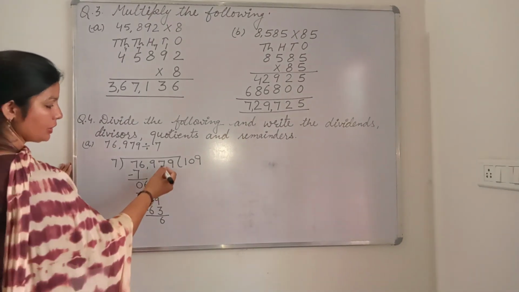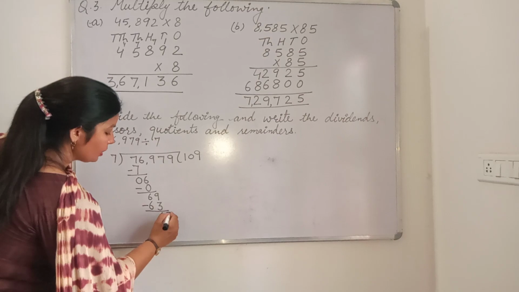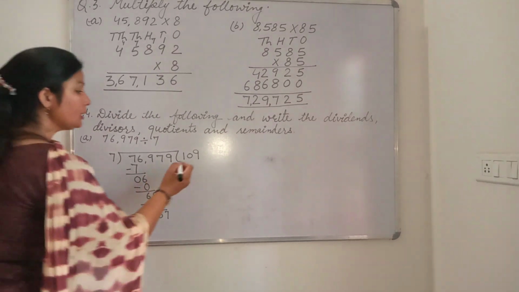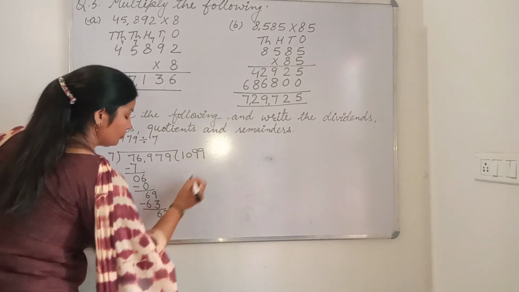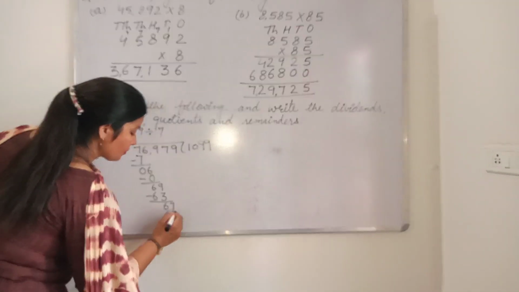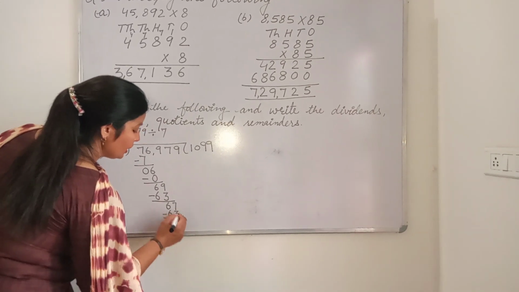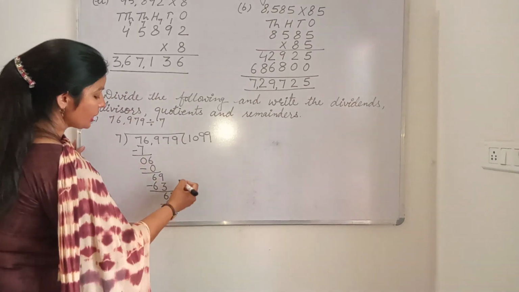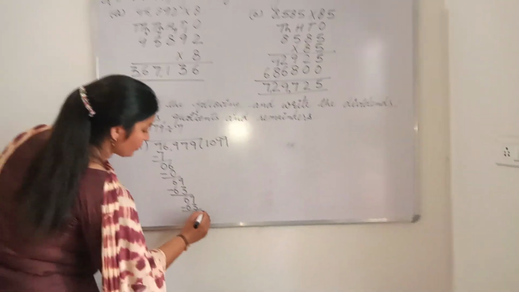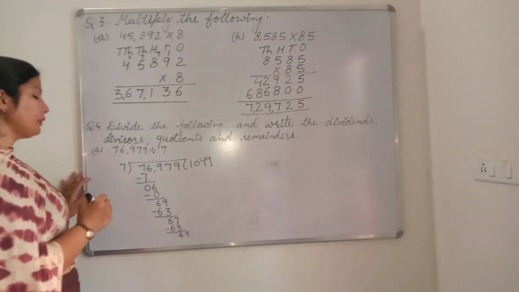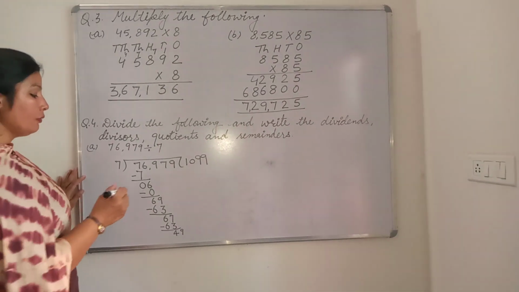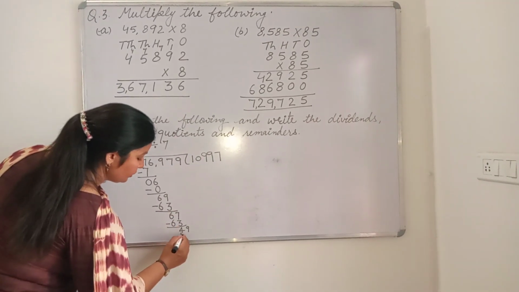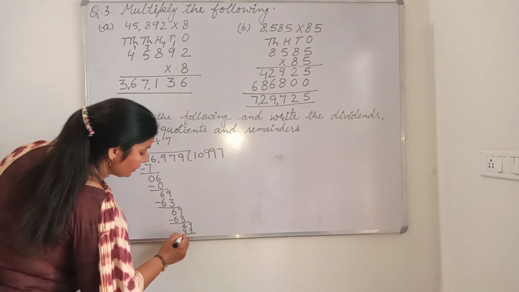Now we note down the next digit. Next is 7. It becomes 67. Again we will take the 9. 7 nines are 63. Now 7 minus 3 is 4. Now we note down the next. Next is 9. Now in the 7 table where we have 49? 7 sevens are 49. 49 minus 49, 0.